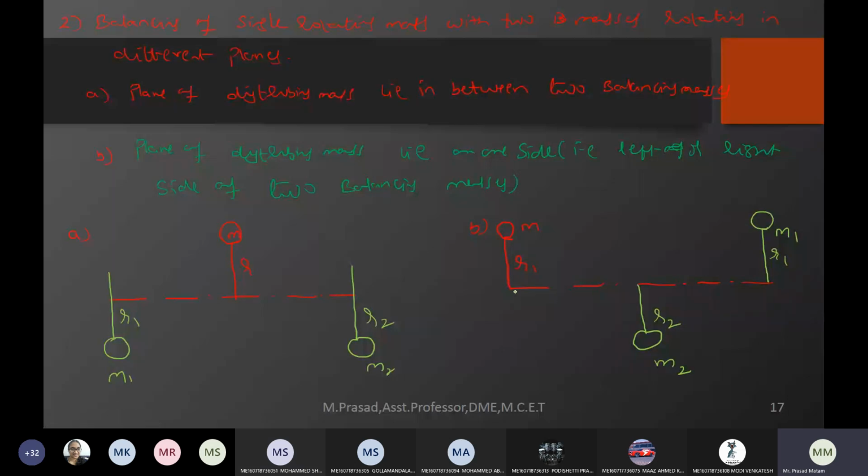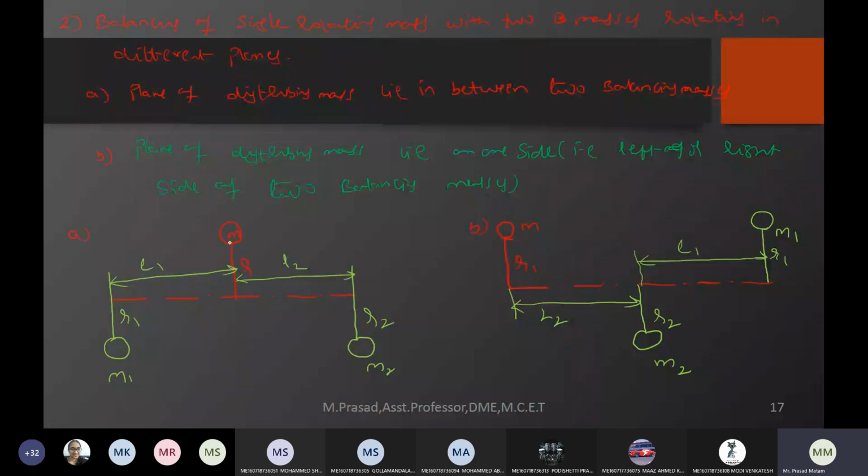Now with respect to the axis, let me locate the distances where these masses are located. Suppose with respect to this disturbing mass, the second balancing mass is located at a distance L2. Similarly, the first balancing mass is located at a distance L1. L1 is not equal to L2. Similarly, with respect to the second mass, the first mass is located at a distance L1. These are the two conditions. Got it? This is the diagram I have drawn here.